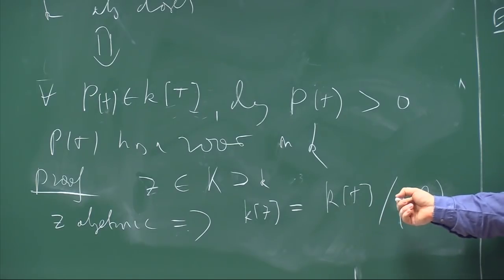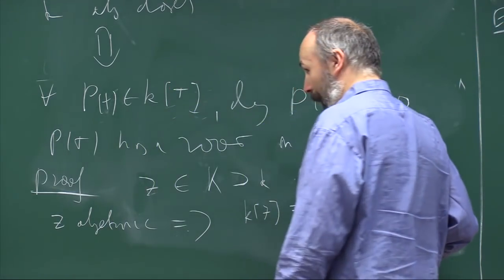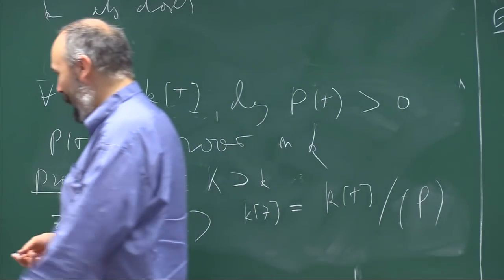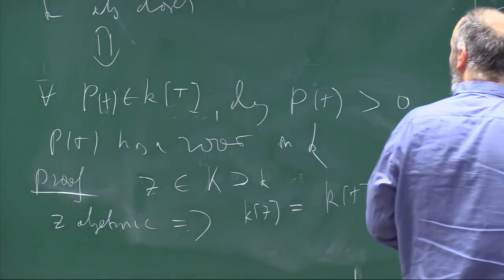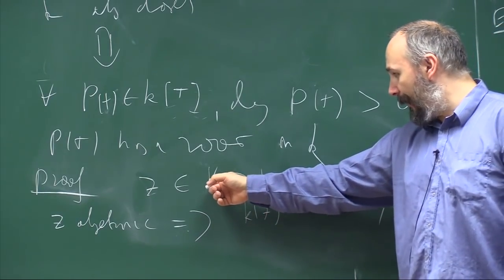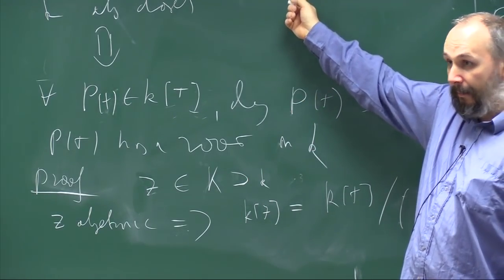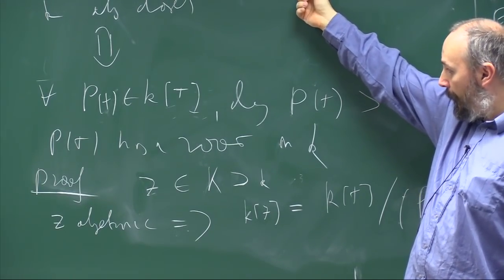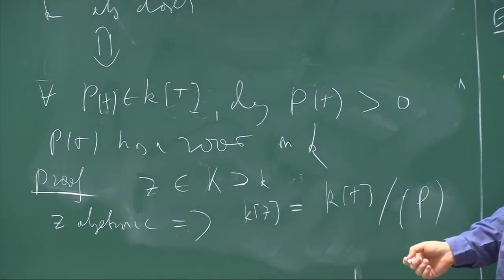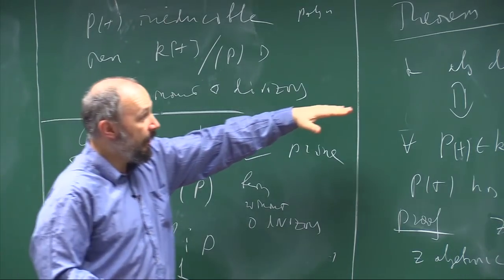Okay, but this should also be an irreducible polynomial. If it's not irreducible, then the quotient has zero divisors, which is prohibited. But there are no irreducible polynomials of positive degree if all polynomials have roots. So this means that you have no algebraic elements in any field which is bigger than K. Conversely, if you have no algebraic elements in any bigger field, then you start with a certain polynomial, you reduce it into a product of irreducible polynomials, and each of these irreducible polynomials gives you an extension of your field, which is prohibited if it is algebraically closed.